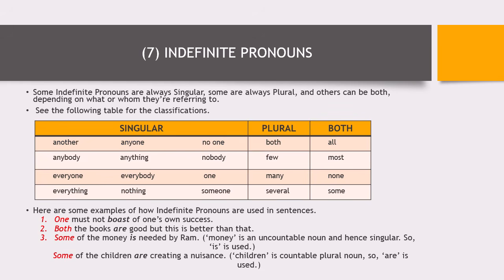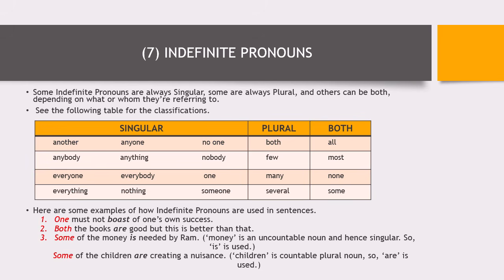Some indefinite pronouns are always singular, some are always plural, and others can be both, depending on what or whom they're referring to. See the table for the classifications. Here are some examples of how indefinite pronouns are used in sentences. One must not boast of one's own success. Here, one is the indefinite pronoun. It is singular, and hence, the verb boast also is in the singular form.